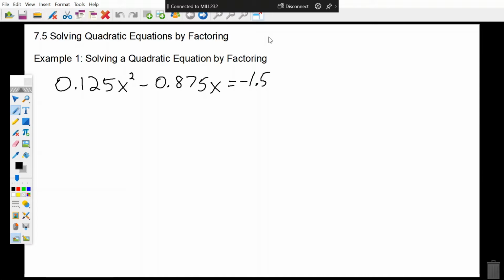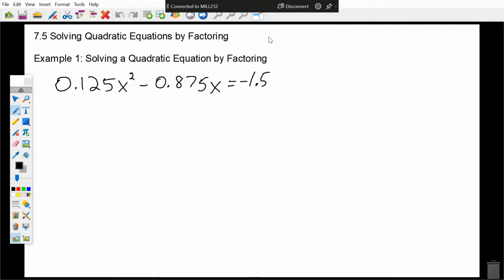Let's take a look at the first one. Example 1, solving a quadratic equation by factoring. 0.125x squared minus 0.875x equals negative 1.5. Okay, so this at first looks like a pretty awful trinomial to try and factor.